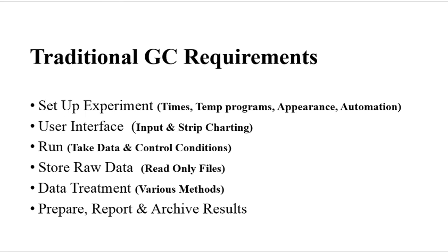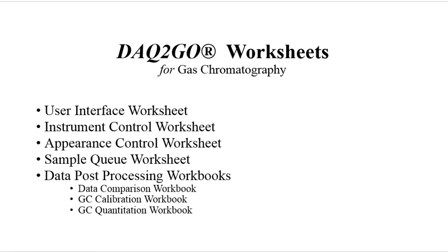Now, in traditional GC, you've got a handful of things. You need to set up the experiment. You have to define the analysis time, temperature programs, flow programs, how you want it to look, and if you want to have automation and the details of that. You also need some kind of user interface, strip chart recording, and so forth. Then you actually have to take the data, store it, and then treat it afterwards, and finally prepare a report and archive the results. In DAQ2GO, there are actually user worksheets to do most of those jobs.